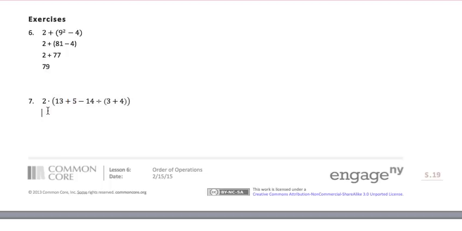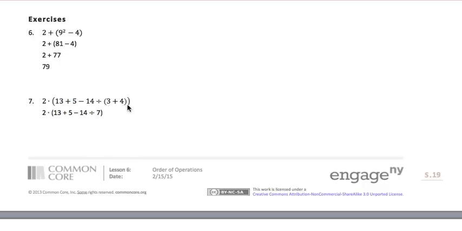Then in number 7, you'll notice that we're representing the multiplication with a dot. We're trying to move away from the x representing multiplication because x could be confused with the letter x since we are starting to work with variables. So what we have then is 2 times 13 plus 5 minus 14 divided by 3 plus 4, which was inside parentheses, so we had to do it first.